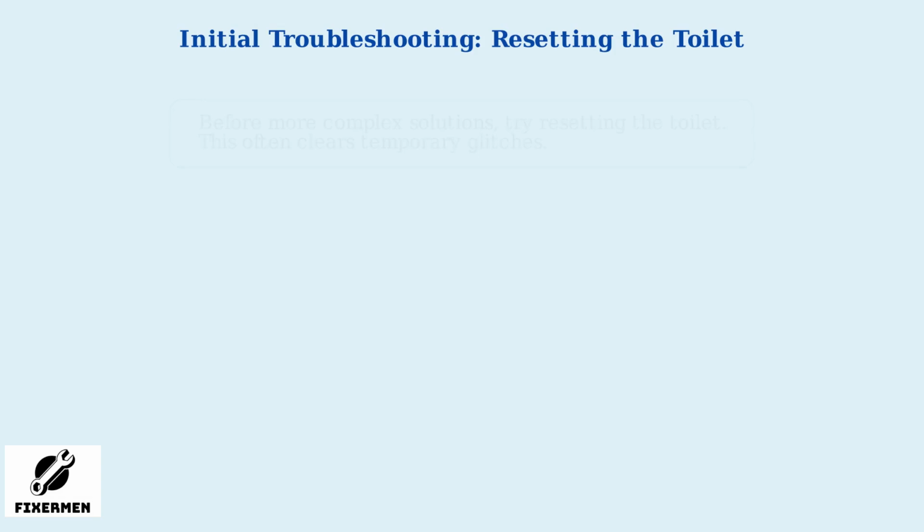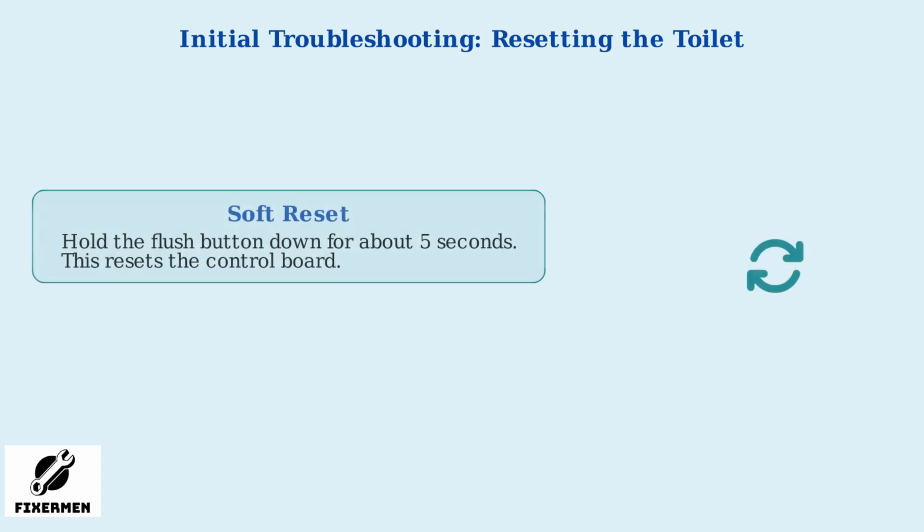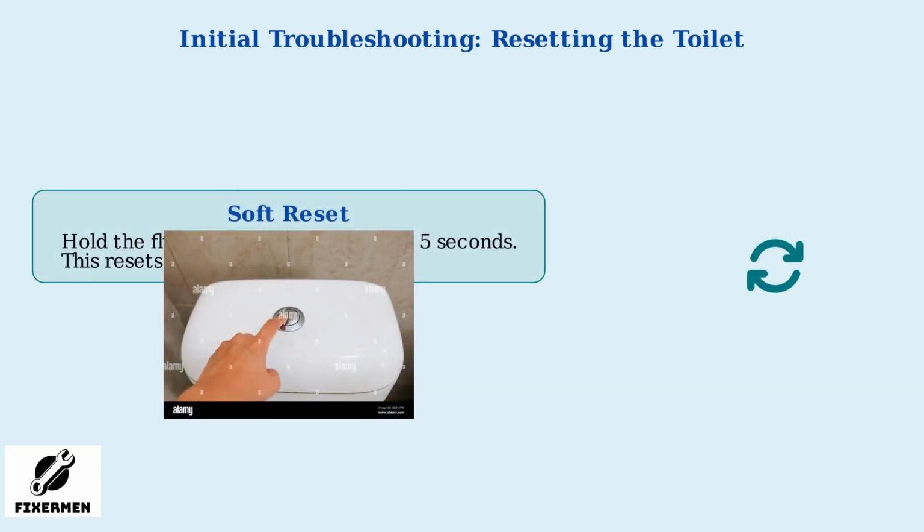Before considering more complex solutions, try resetting the toilet. This often clears temporary glitches that cause error code 199. There are two main reset methods. First, a soft reset involves holding the flush button down for about 5 seconds. This resets the control board without disconnecting power.